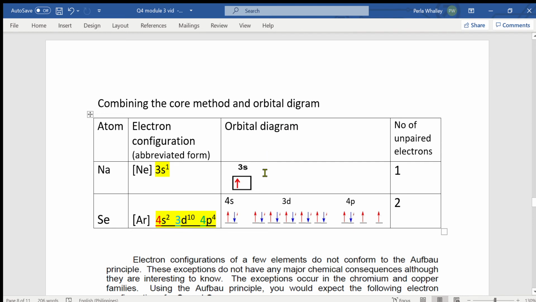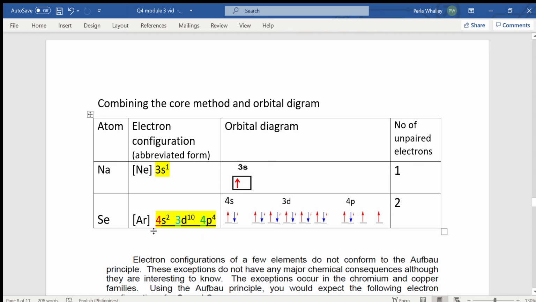So as we did earlier, there are boxes. Okay? So this, you only need to do the orbital diagram of this remaining electron configuration here. So 3s in a box, there is only one, so arrow up. Number of unpaired electrons, 1.